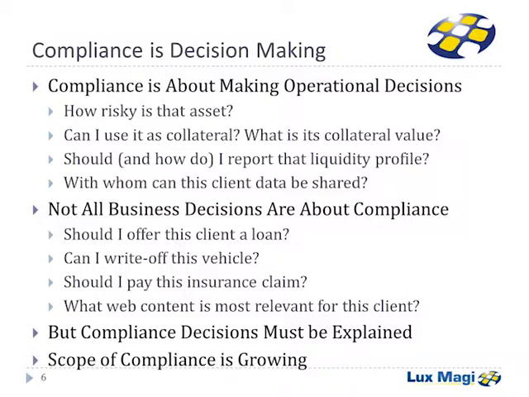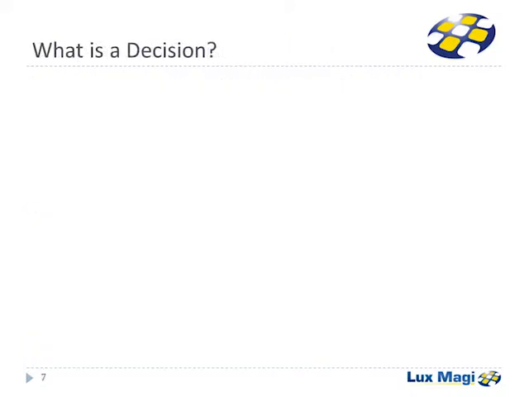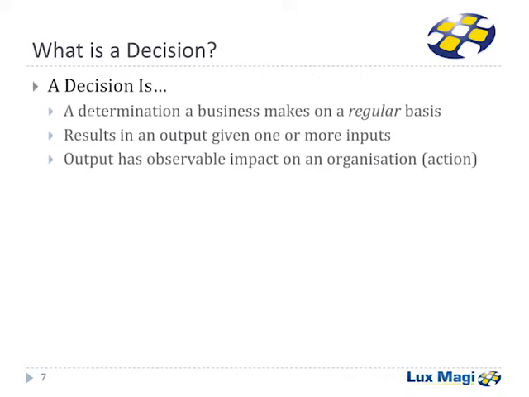So let me just be clear for a moment here. What do I mean by a decision? I'm talking here specifically about operational decisions, not strategic decisions that a company might make about mergers or acquisitions or its movement into other markets. Operational decisions answer a business question. They are made regularly during business operations. They calculate or select an outcome given one or more prevailing circumstances, and these are often called inputs. They're observable. They impact an organization, and in most cases, its clients and the other entities that it deals with, and they always result in some kind of action.